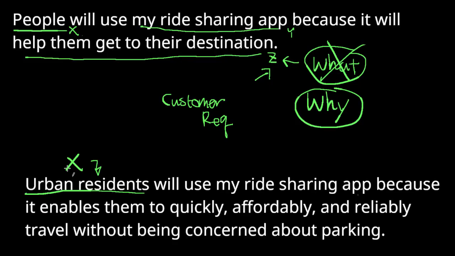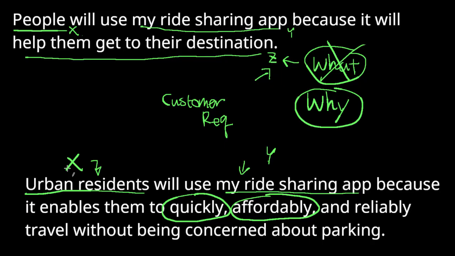As I mentioned before, the why in this case should be fine. In this example, we're talking specifically about a ride-sharing app. But let's now take a look at the Z. In this case, the Z talks specifically about the key features that make the ride-sharing app more preferable than the existing solutions, and enables them to get there quickly. It enables them to get there affordably.